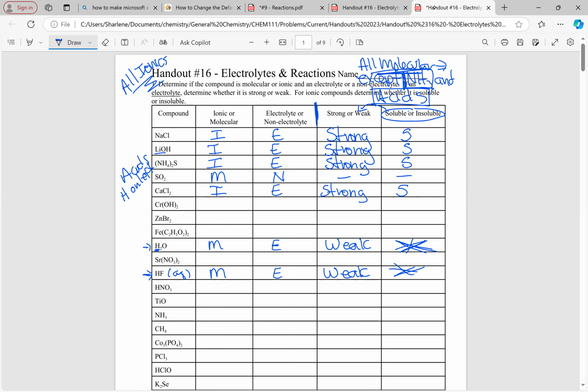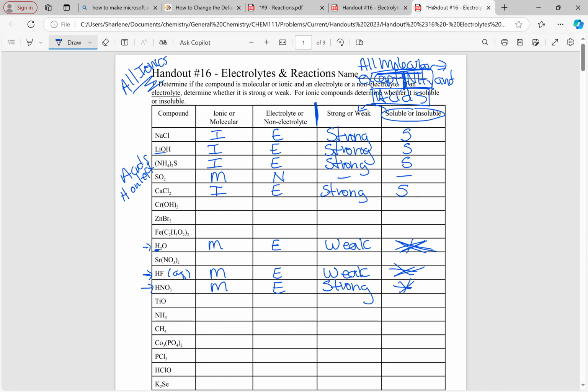Let's go to this one. Hey, look, it's also molecular. It's an acid, so it's an electrolyte. I'm not talking about solubility. Is it one of my 6 strongies? Yes. Nitric acid is one of my 6 strongies. So in that case, I'm going to put strong.